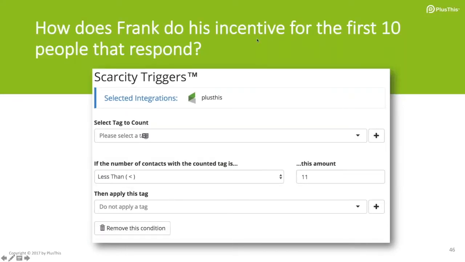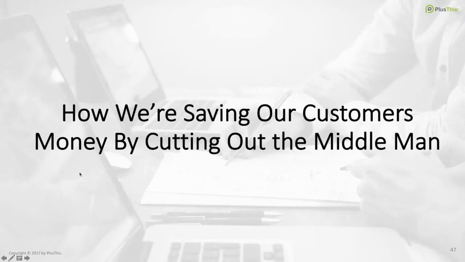The second part, how he incentivizes the first 10 people who respond, is something called a scarcity trigger, where he's counting a tag. Every time someone responds, he's applying a tag. And if it's less than a certain number, so the first 10, it applies another tag. That second tag triggers his special bonus to go out to those first 10 people. It's a pretty cool feature you can tie on top to incentivize people to give you their number, and also to trigger something that follows up after that. So that's the use case for the Frank Kern one. Is that pretty cool? Do you guys like that?